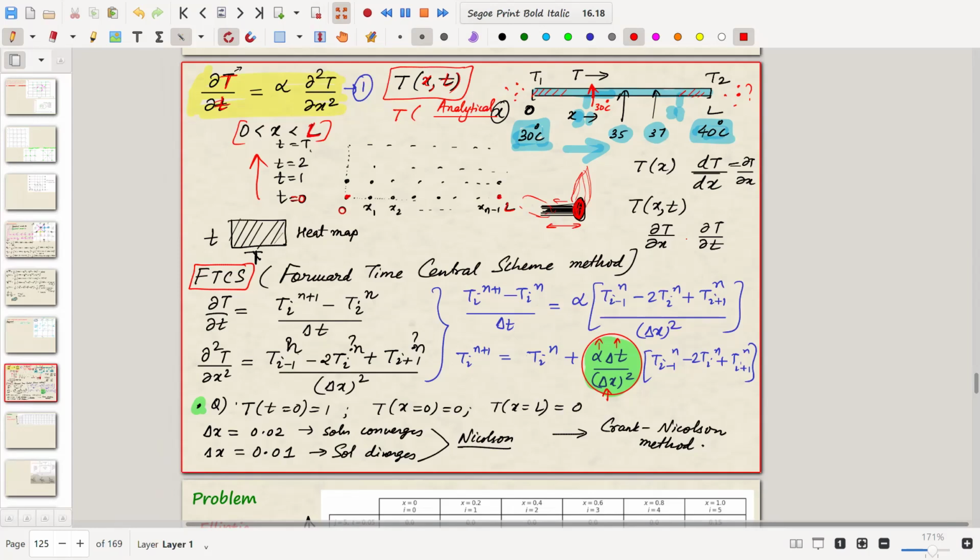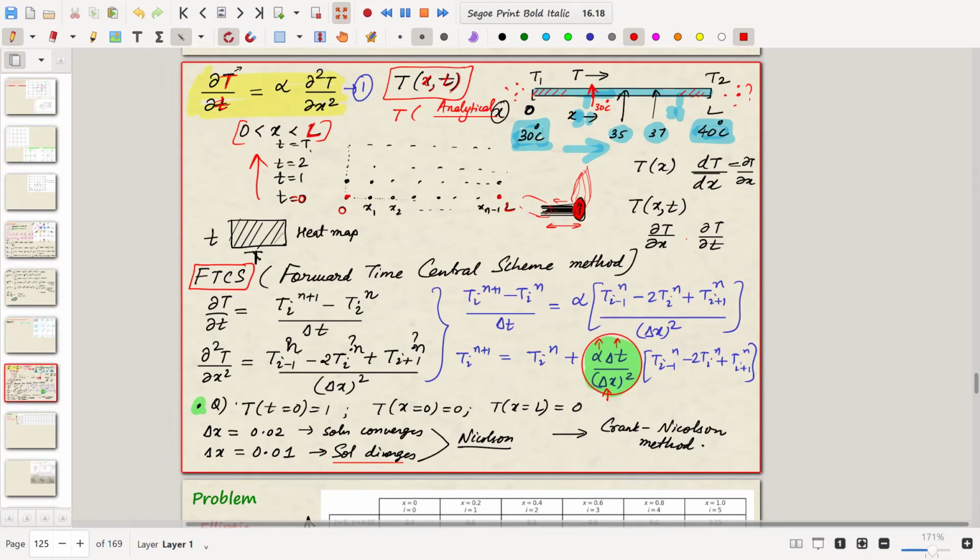It has been seen experimentally. But when you take delta x equal to 0.01, the solution diverges, which is very unintuitive. Everyone thinks that if you take 0.02 and it converges, then 0.01 should also converge. But that doesn't happen. This was observed by Nicholson, and he came to know that this forward time central scheme is not unconditionally stable.